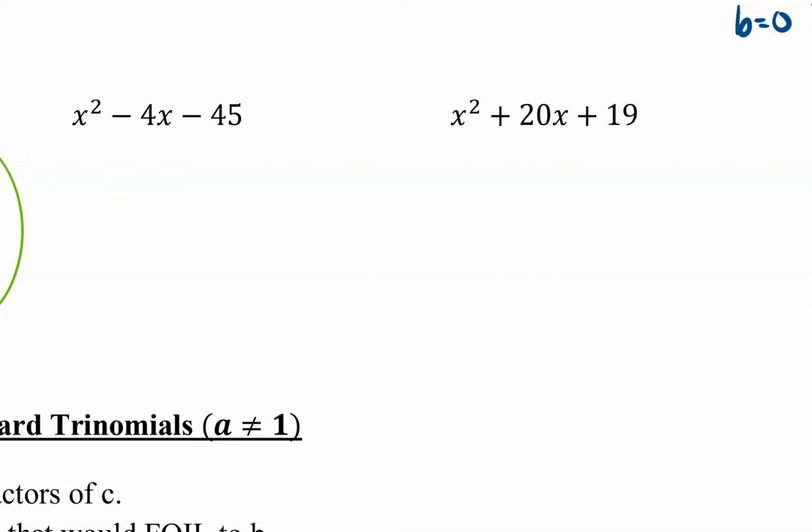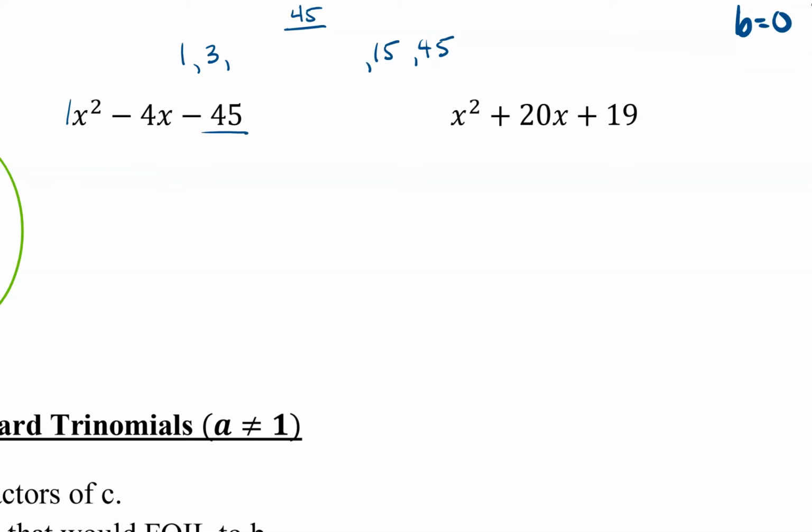Again, we're going to start with the C value here because I noticed that my A value is 1. And so starting with the C value, we just need to find numbers that multiply together to make 45 that add or subtract to equal negative 4. So my process is to write the smallest and the largest factor, 1 and 45. 2 does not go into 45, but I know that 3 does, and 3 times 15 would make 45.